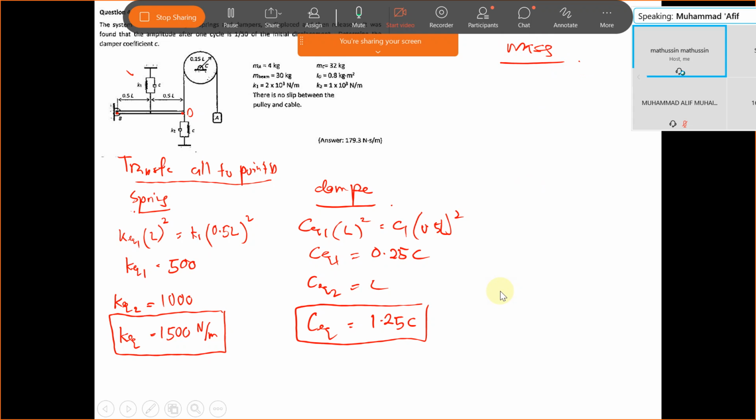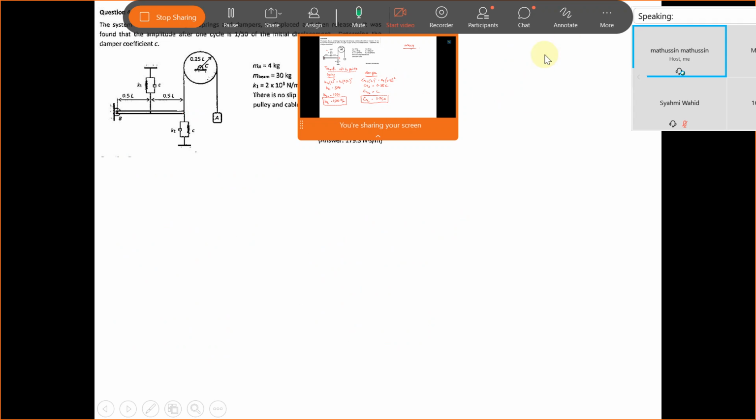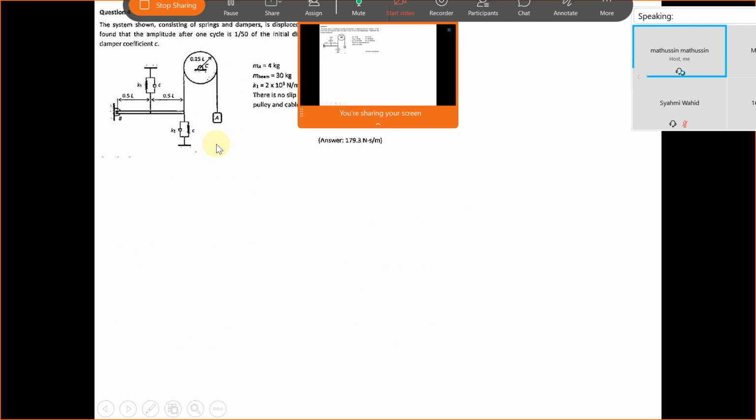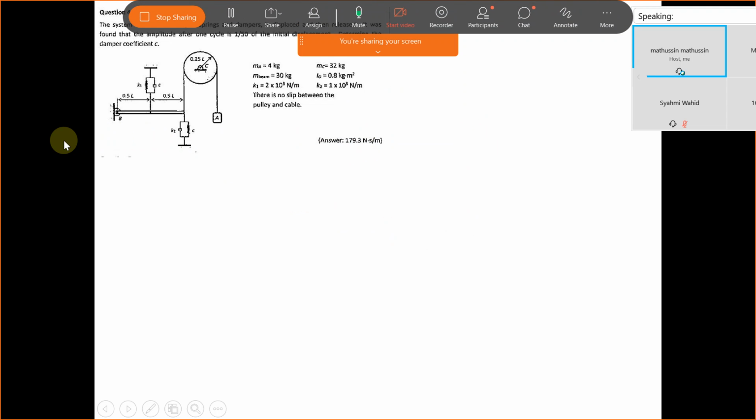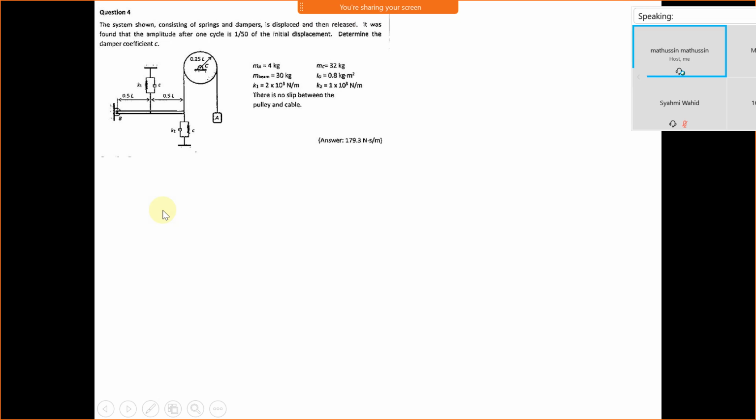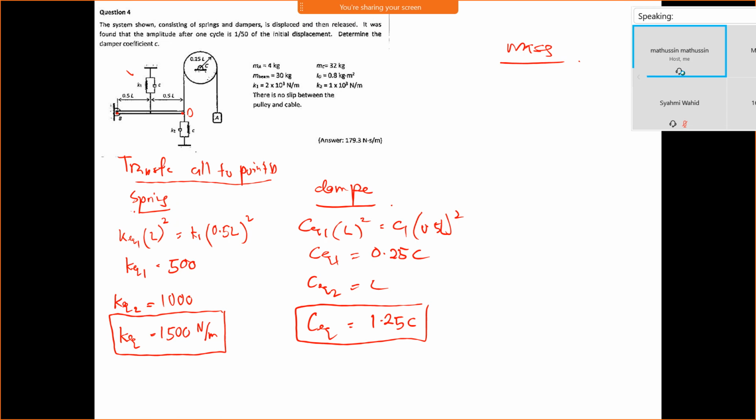Soalan C. Yes, apa dia? Soalan dia nak C. Tak nampak. Tak hilang, kenapa tak hilang kat atas ni? Biasa dia hilang. Okey, dah hilang dah. Okey, soalan dia nak C.